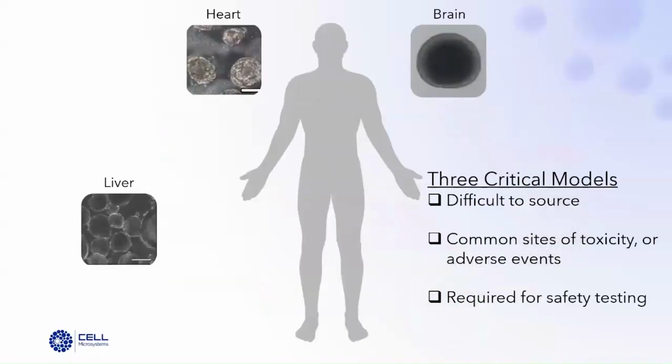For the purposes of today's webinar, since we're talking about drug discovery, I'm going to be focusing on 3 critical models for the drug discovery process: the brain, heart, and liver. These models are critically important because the tissues are difficult to source. They're common sites of toxicity and adverse events, and ultimately, each of these tissues are required for safety testing.